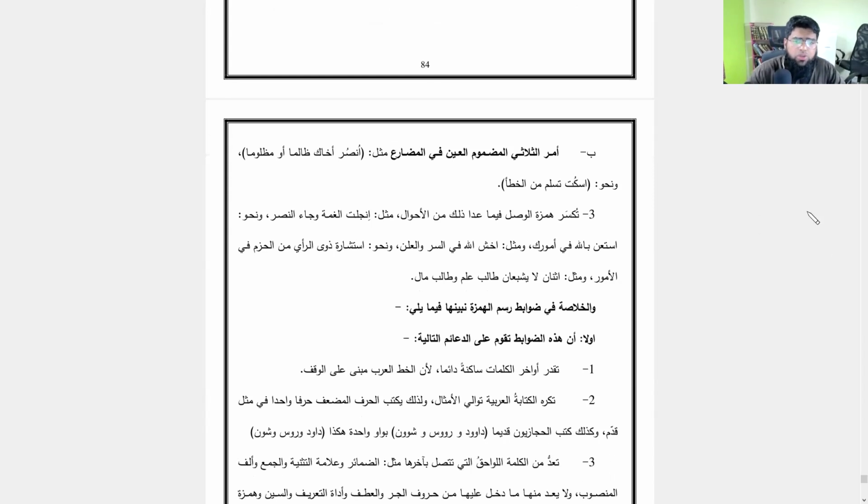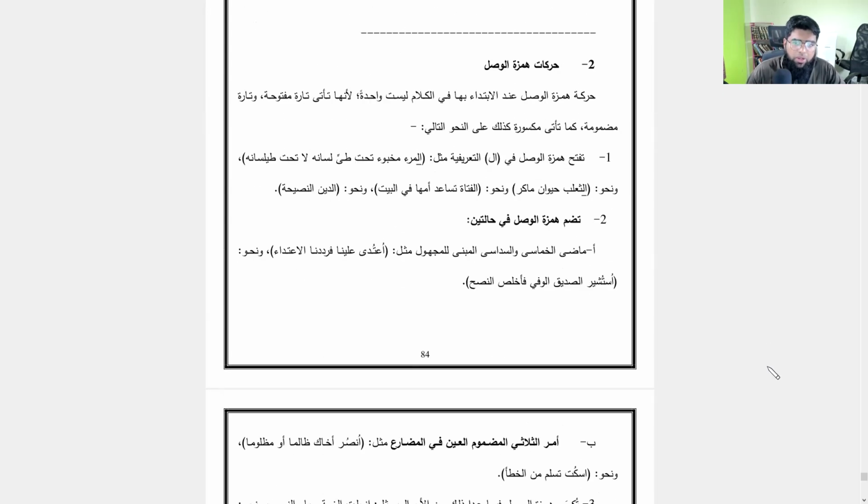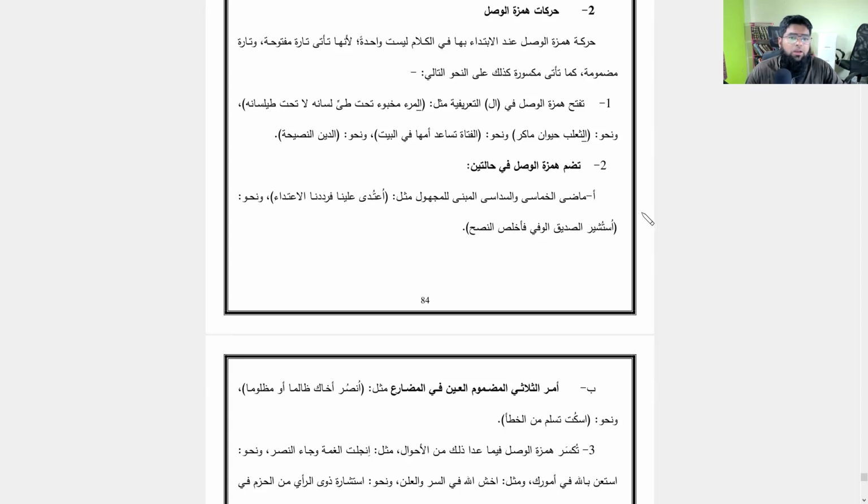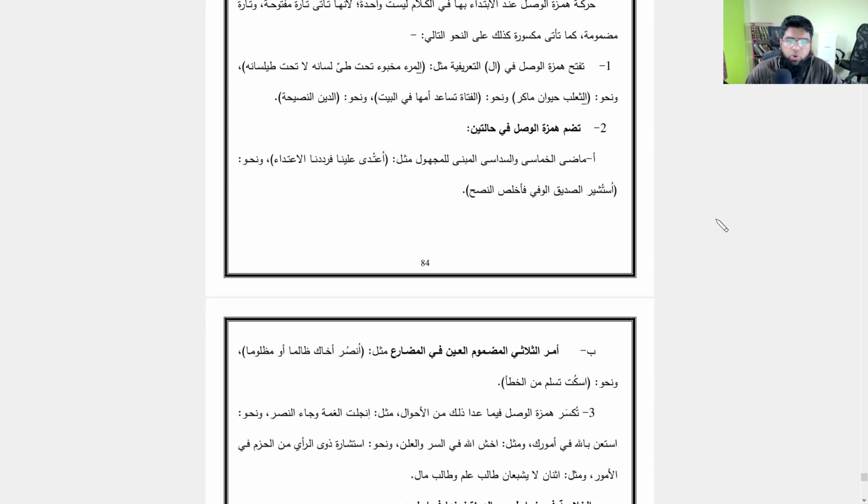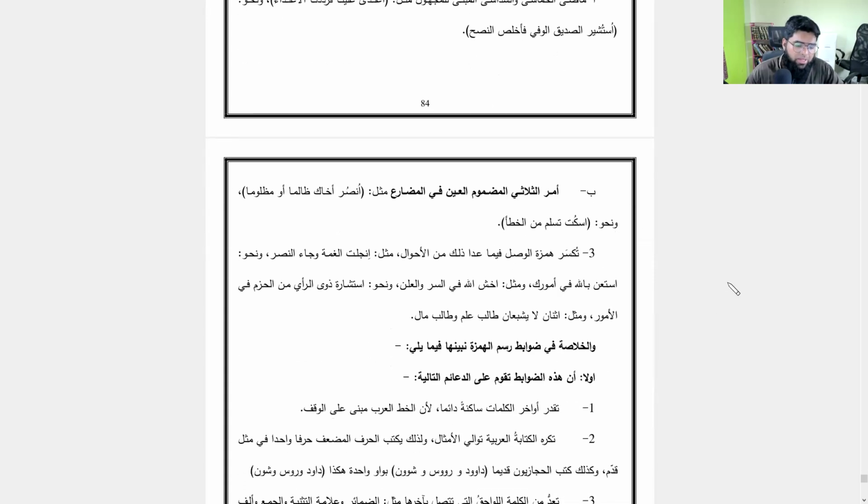And the third is تكسر همزة الوصل فيما عدا ذلك من الأحوال. So fatha where you'll give in al, dhamma where you'll give in two situations. One is majhul and the second is in amr. Rest all places you'll give kasra. مثل إن جلت الغمة وجاء النصر. The sadness went away. In Jala, so it was cleared and help came. وَنَحُ إِسْتَعِنْ بِاللَّهِ فِي أُمُورِكَ. Seek the help of Allah in your matters. وَمِثْلُ إِخْشَى اللَّهَ فِي السِّرِّ وَالْعَلَنِ. Fear Allah in secret and openly.